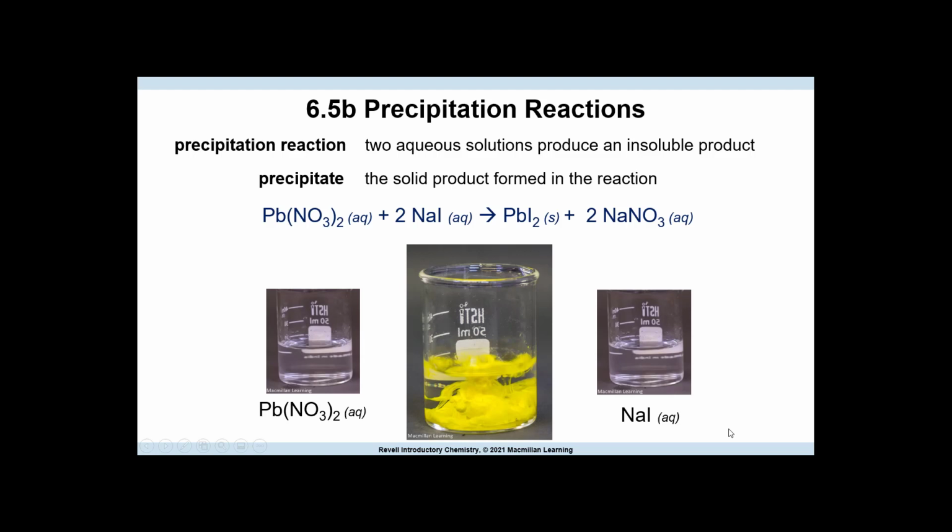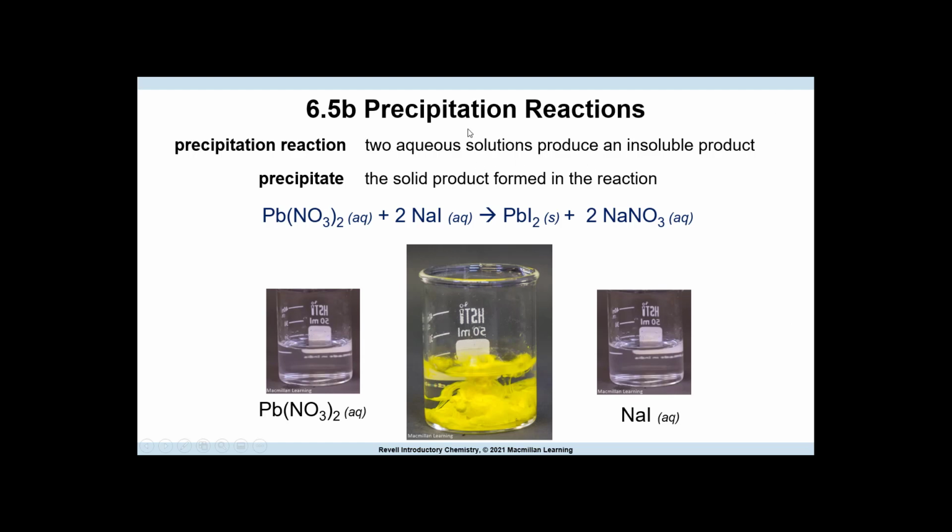Class, we are now on 6.5b. This is precipitation reactions. We are now going to be looking at reactions that cause an insoluble compound to form. But there's different types of reactions, so this one's just precipitation out of these.